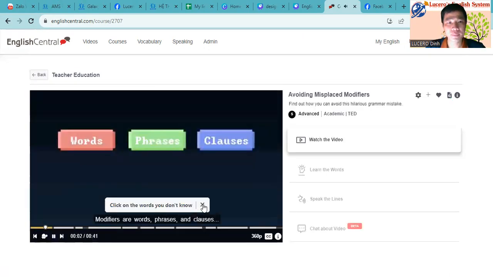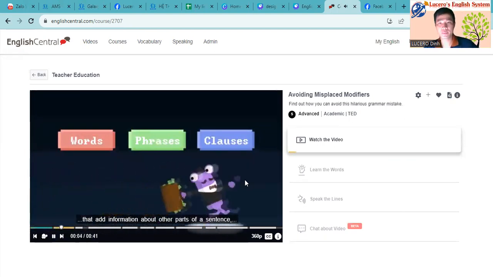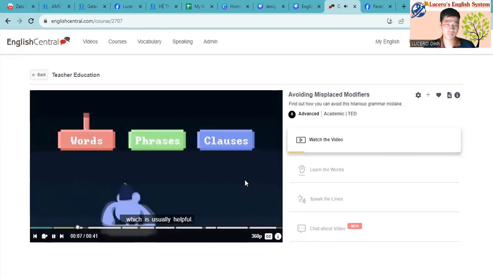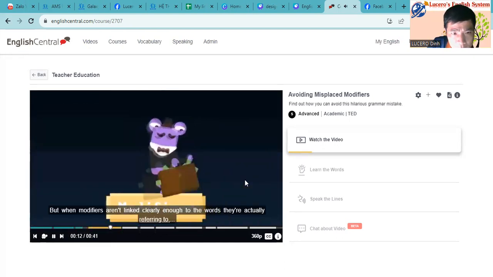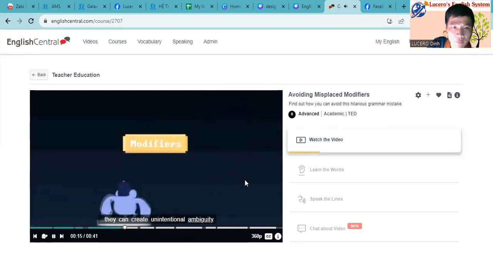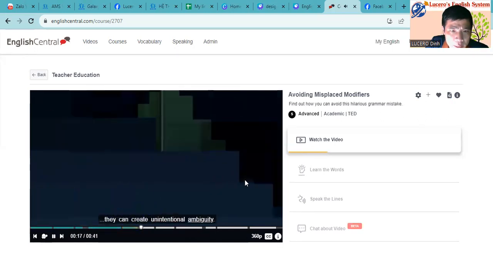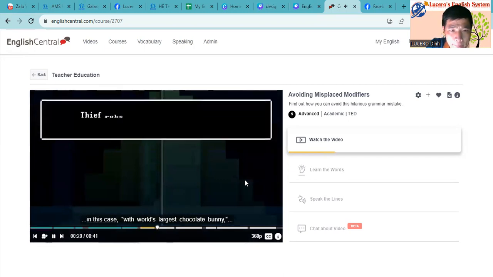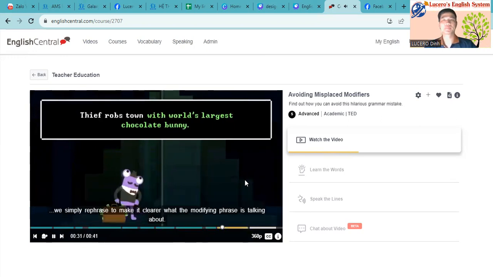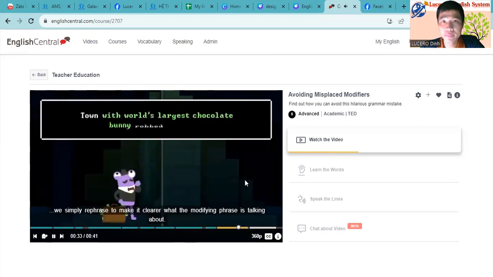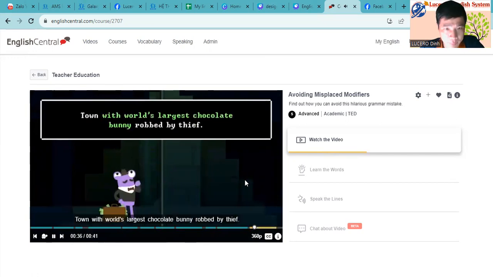Modifiers are words, phrases, and clauses that add information about other parts of a sentence, which is usually helpful. But when modifiers aren't linked clearly enough to the words they're actually referring to, they can create unintentional ambiguity. That happens because the modifying words, in this case, with world's largest chocolate bunny, modify the wrong thing, the robber's actions instead of the town. To correct this particular sentence, we simply rephrase to make it clearer what the modifying phrase is talking about. Town with world's largest chocolate bunny robbed by thief.